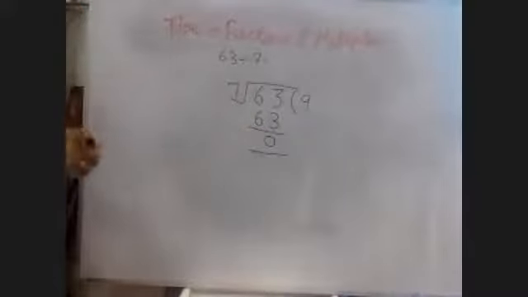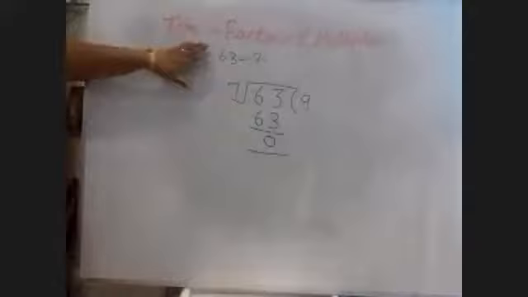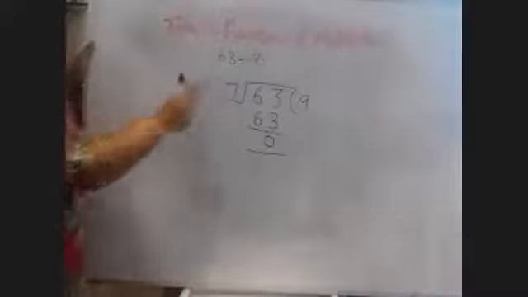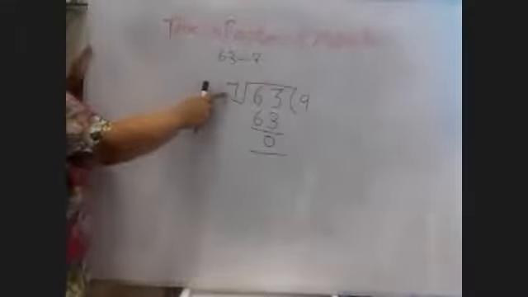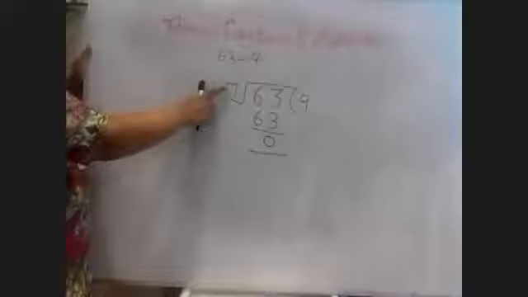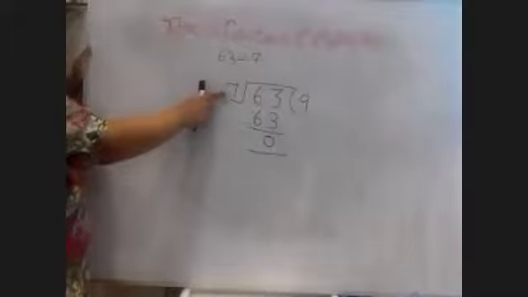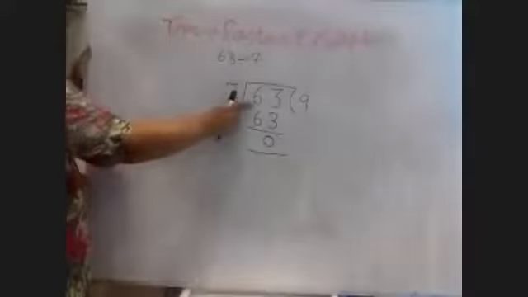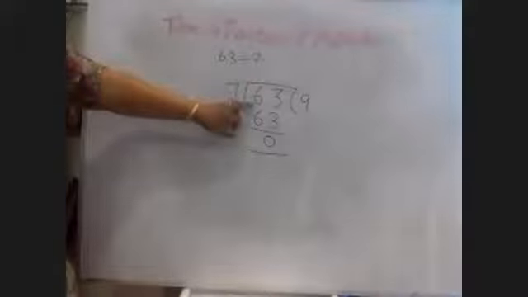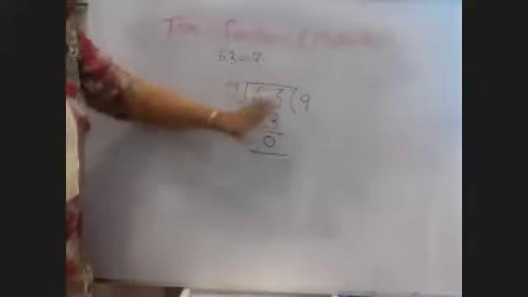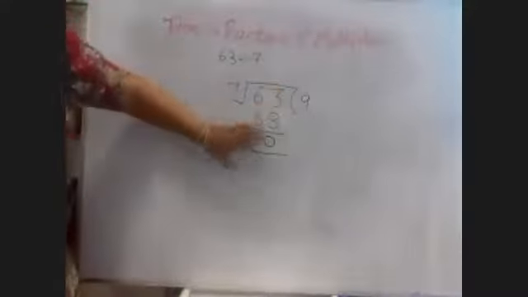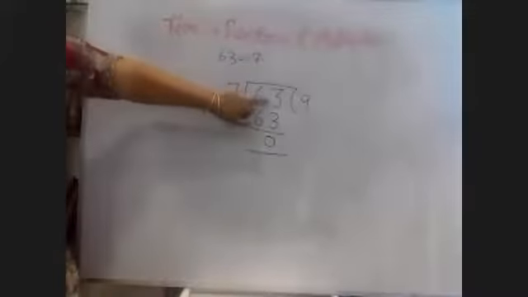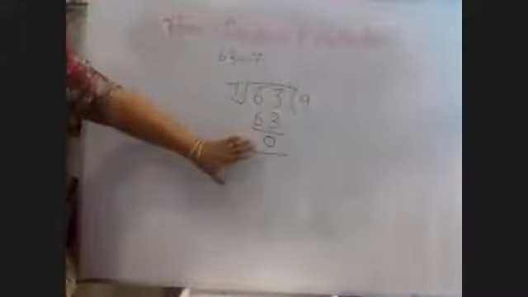First we'll learn all these parts. We are dividing the number 63. The number by which we are dividing is known as the divisor, so here our divisor is 7. The number which we are dividing is 63; this part is the dividend. Now 7 nines are 63. This is the quotient and this part is the remainder. Again: divisor, dividend, quotient and remainder.